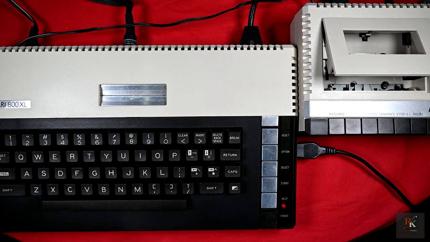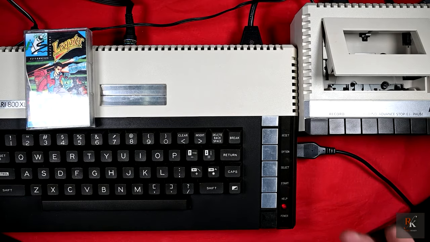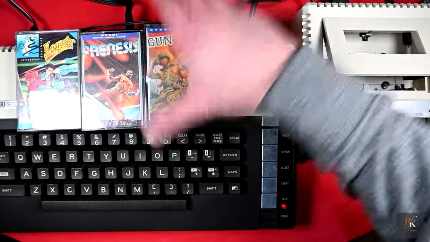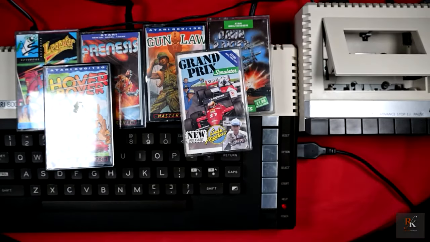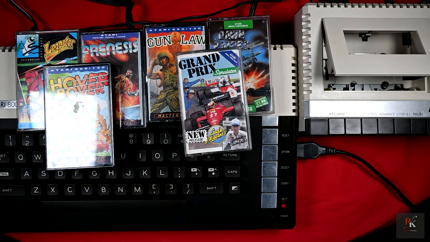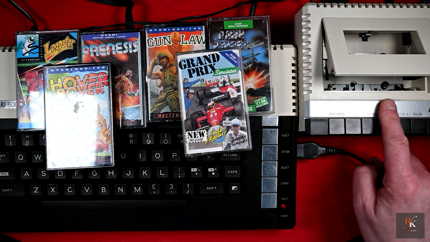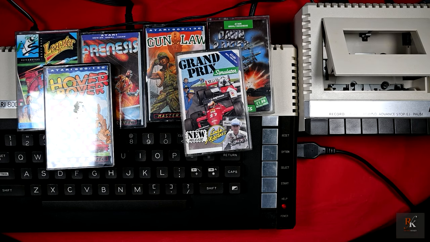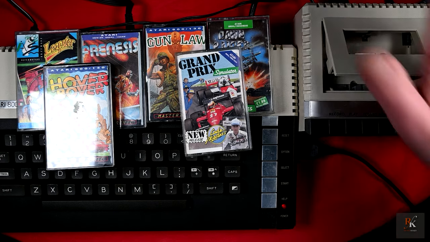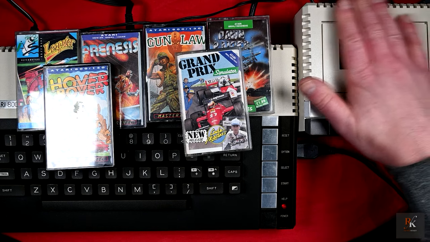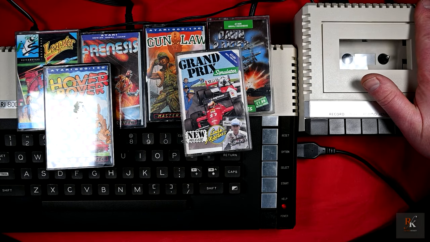However, we have a fully working Atari 800XL. We've proved that at this moment in time. These may or may not be working, I don't know. I need another known working 1010 to test and confirm. So at this moment in time, this may or may not work, I don't know.